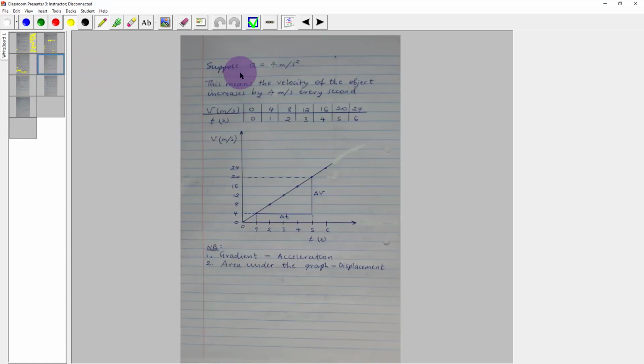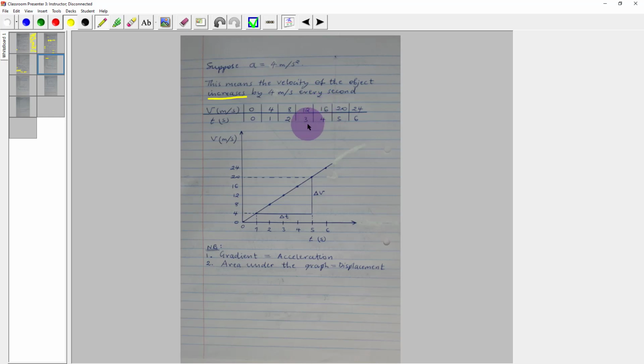So let's imagine that the acceleration of an object is 4 meters per second squared. What does this mean? This means that the velocity of the object increases by 4 meters per second every second. So if we plot a table of velocity versus time, we're going to have 0, 0 here. After 1 second, the velocity is 4. After another 1 second, it is 8. After adding 4 onto 4, after another 1 second, the velocity is 12. After adding 4 to 8, and so forth. You can see that I'm adding 4, 4, 4, 4.